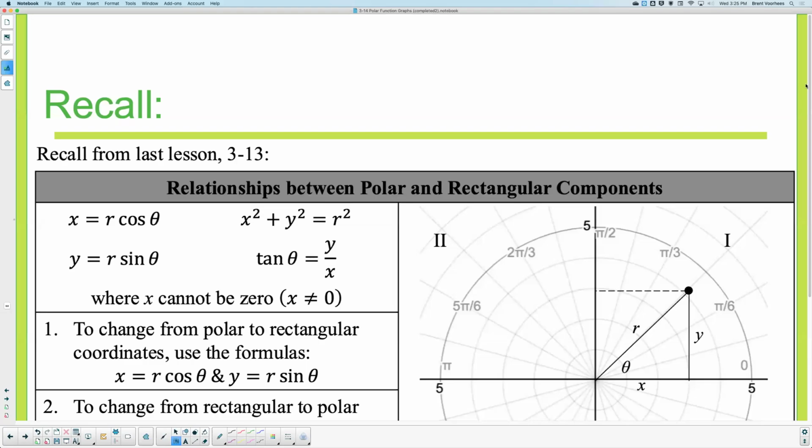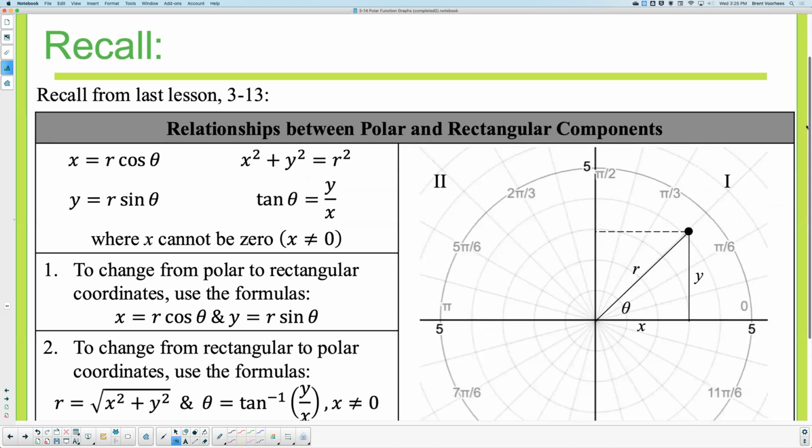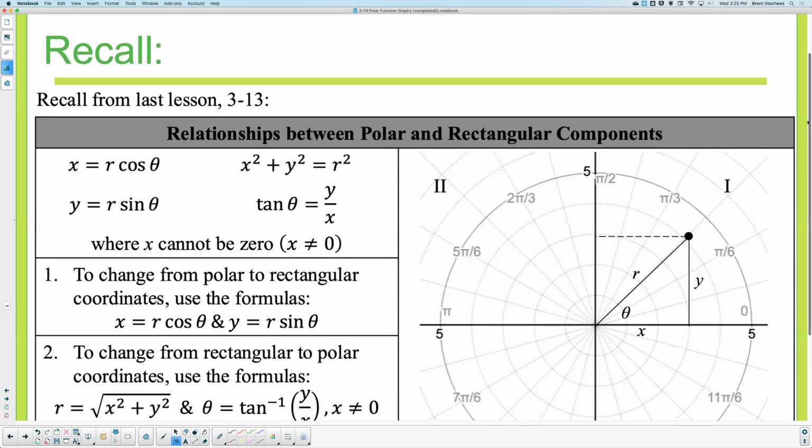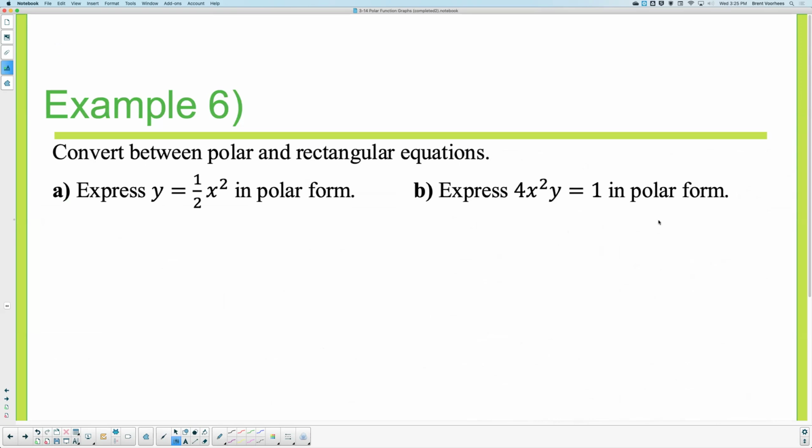All right, as we conclude this lesson, I'm about to show you a topic that I don't believe is tested, but still goes with polar graphs. It is, how would you convert from one type of function from polar to rectangular or rectangular to polar? Well, you would use these same formulas that we used last class. So I put this slide here just to help you recall how to do so.